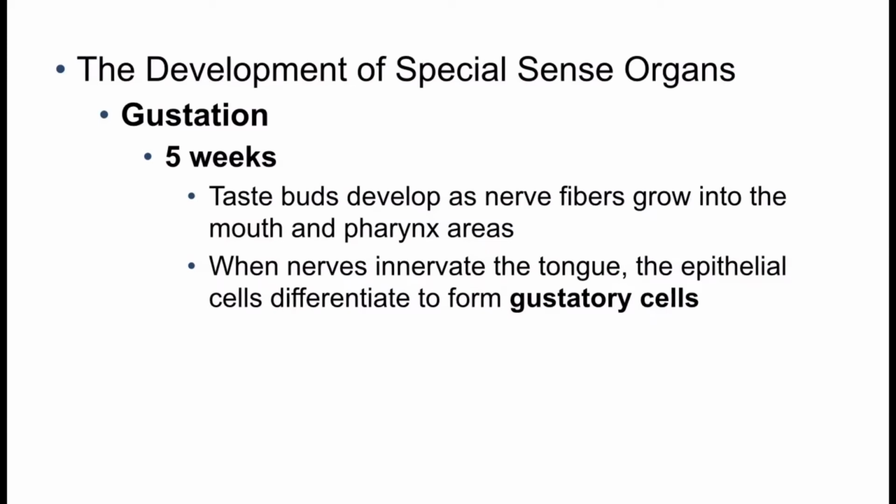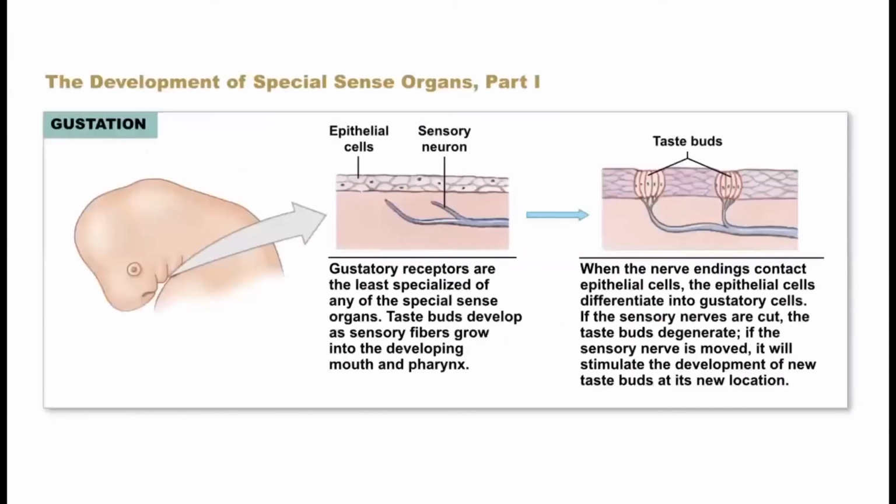Taste. At 5 weeks, taste buds develop. These nerves go into the mouth and your pharynx area. That's where your taste is, along the roof of your mouth and along your tongue. When nerves innervate the tongue, epithelial cells differentiate to form your gustatory cells, which are your taste cells. Here are your gustatory cells right here as they develop.